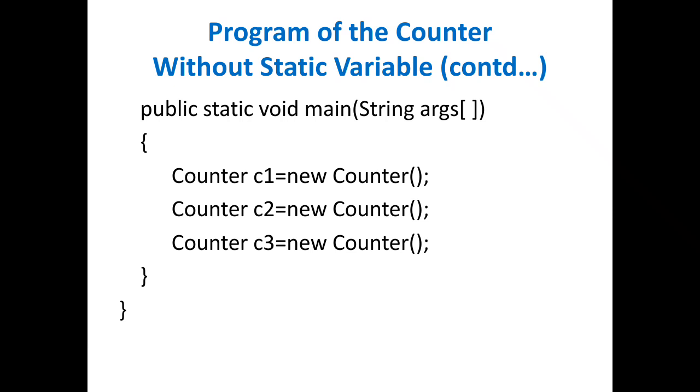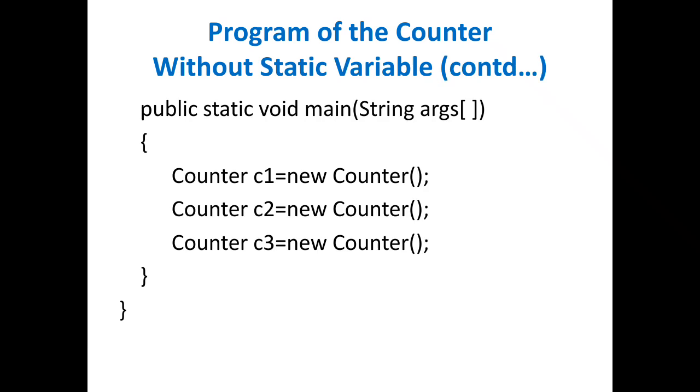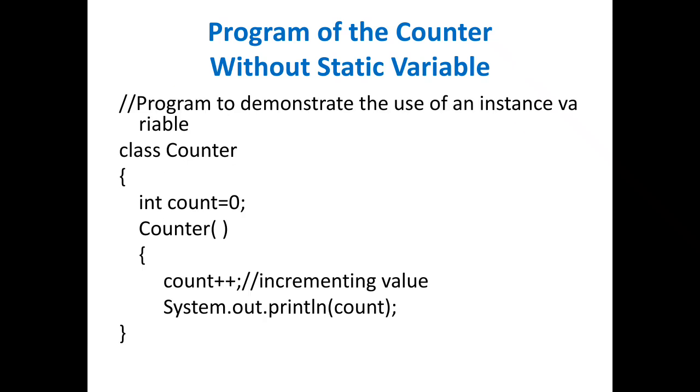In main method we are going to create three objects C1, C2 and C3, and using counter method we are going to assign, that is counter method means count plus plus, so the value of count will be incremented and that value will be printed. So what will be the value for C1? Initially count is 0, so count plus plus means 1, so 1 will be printed.